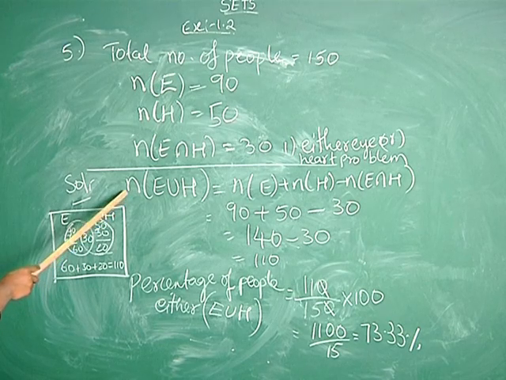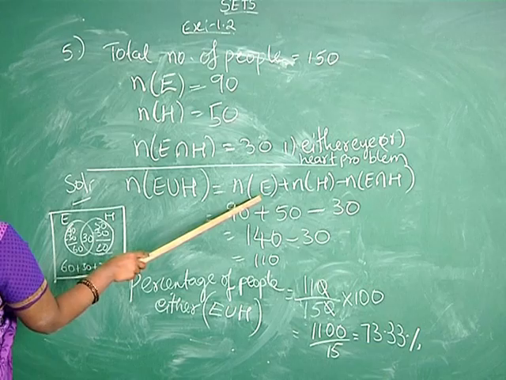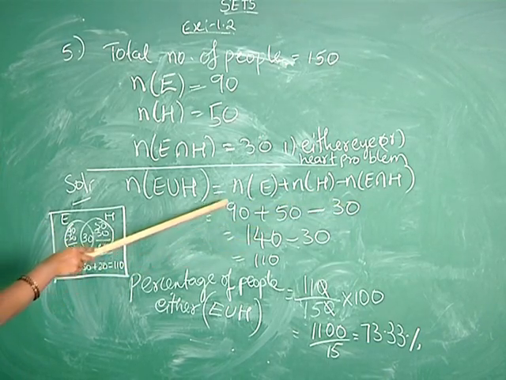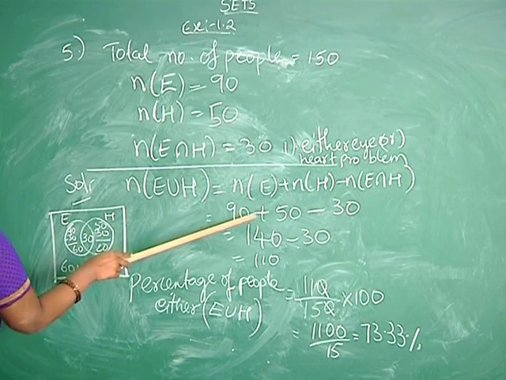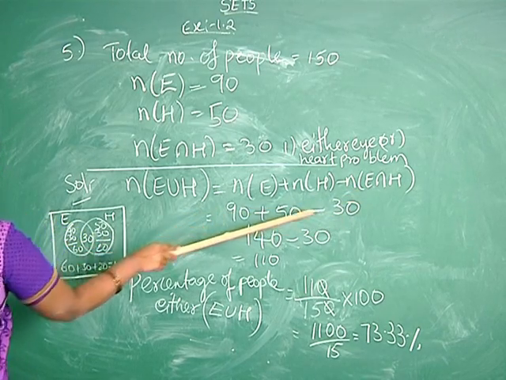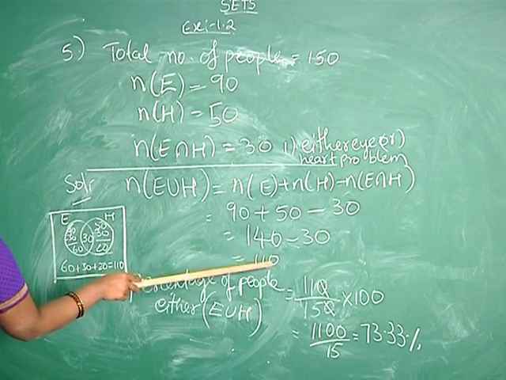So according to the disjoint sets property, n of E union H is equal to n of E plus n of H minus n of E intersection H. n of E value is 90, n of H value is 50, n of E intersection H is 30. 90 plus 50 is 140, 140 minus 30 is 110.